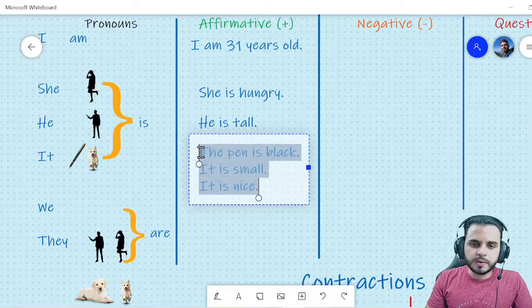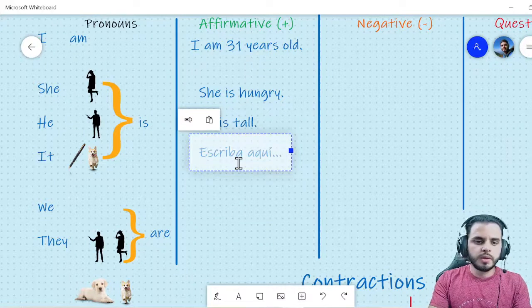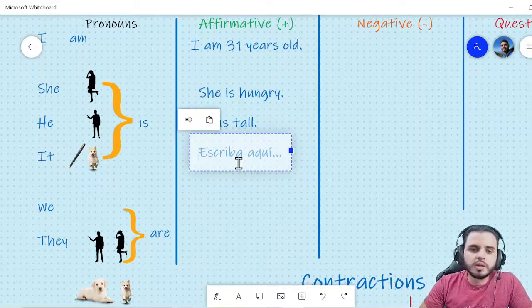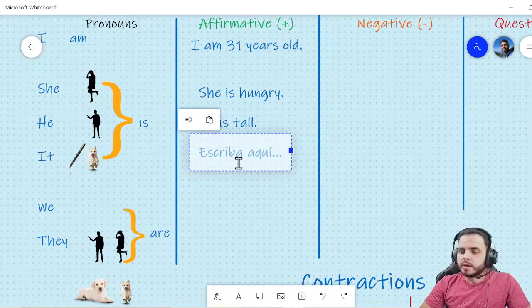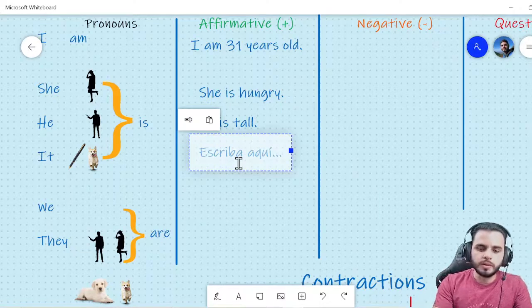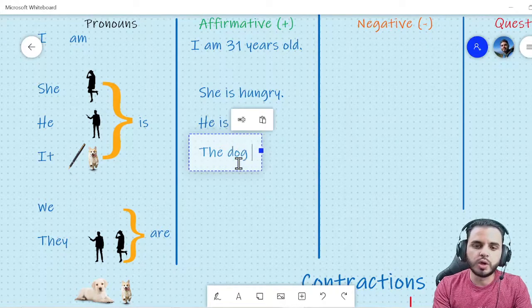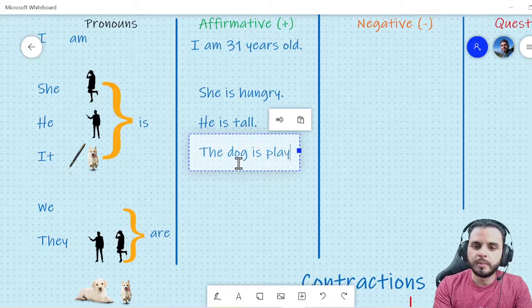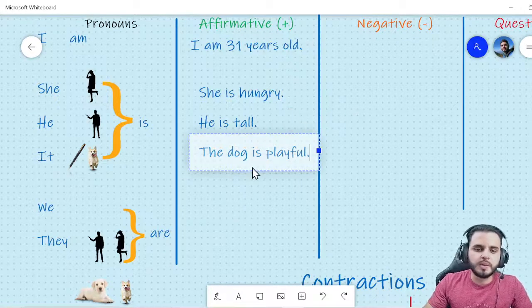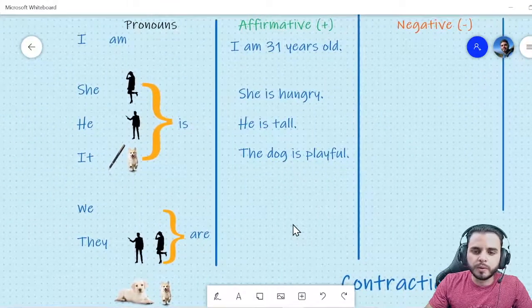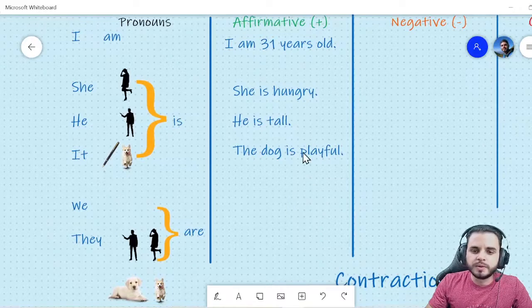I'm going to erase this one because maybe we're talking about a pet. So maybe we have a friend, and this friend has a pet. Maybe it is a dog. So let's say the dog is playful, right? Okay, so maybe the dog likes to go out and play with a toy. So the dog is playful.